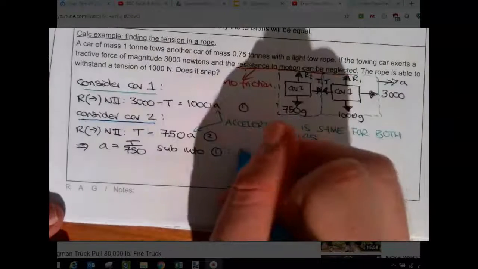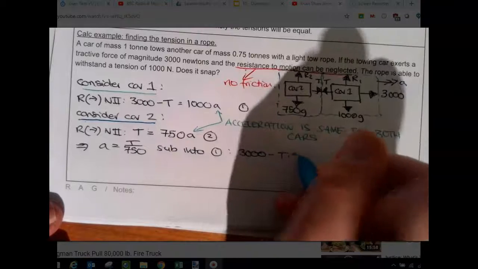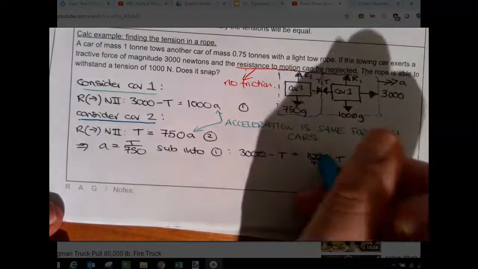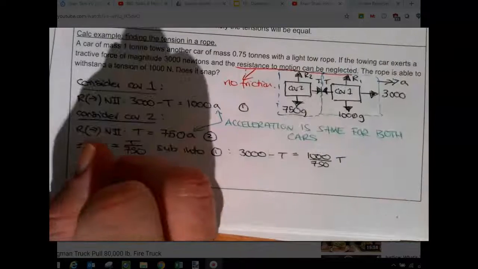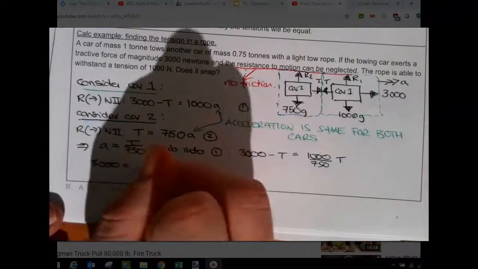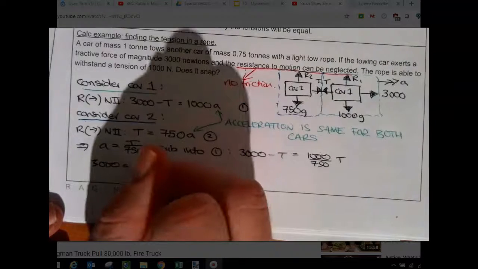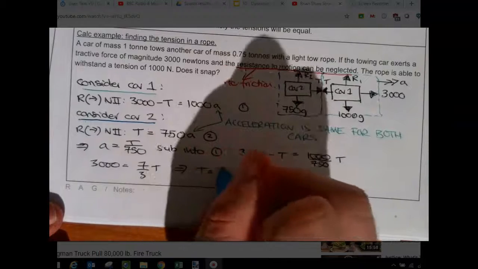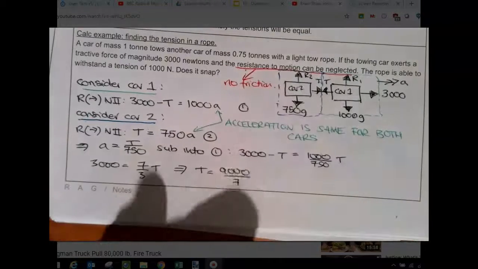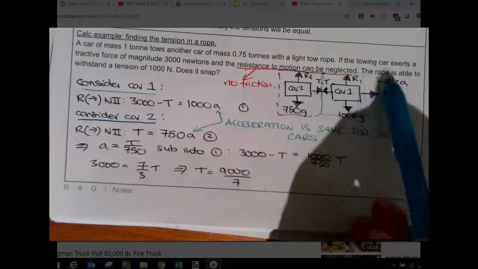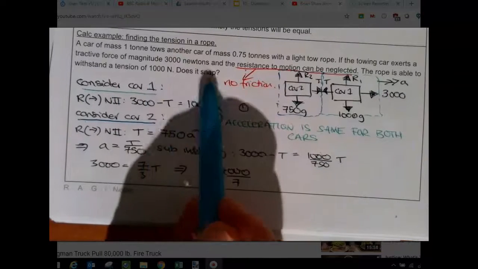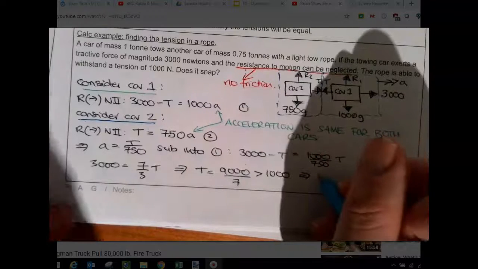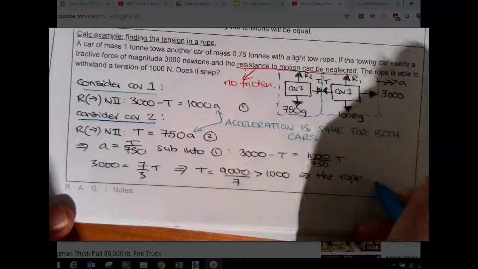Acceleration equals T over 750, which means that 3,000 minus T equals 1,000 over 750 T, which is 4 over 3 T. So 3,000 equals 4 over 3 plus 3 over 3, 7 over 3 T. Therefore, T equals 9,000 over 7. It says in the question here the rope is able to withstand a tension of 1,000 newtons. Does it snap? Well, this is clearly greater than 1,000. Therefore, the rope snaps.